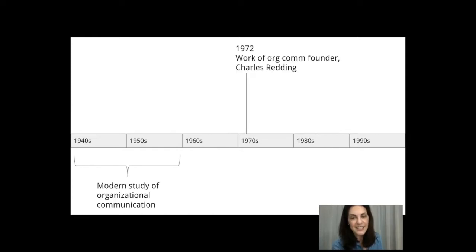In 1972, Charles Reading, the man widely regarded as the founder of the field of organizational communication, presented a more encompassing summary. In a massive 538-page book, Reading offered 10 postulates that reframed the past and shaped future research. Let's talk more about those postulates.